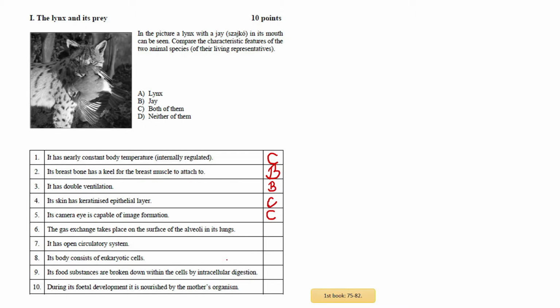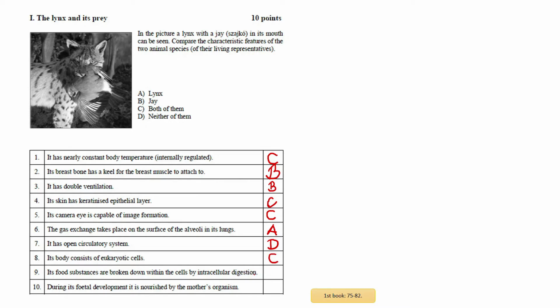The gas exchange takes place on the surface of the alveoli in its lungs. Mammals breathe with the help of alveoli, so lynx is going to be the good answer. It has an open circulatory system. We know that both birds and mammals have a closed one, therefore D comes to this box. Its body consists of eukaryotic cells. That's true for both. No bacteria are mentioned in the exercise.